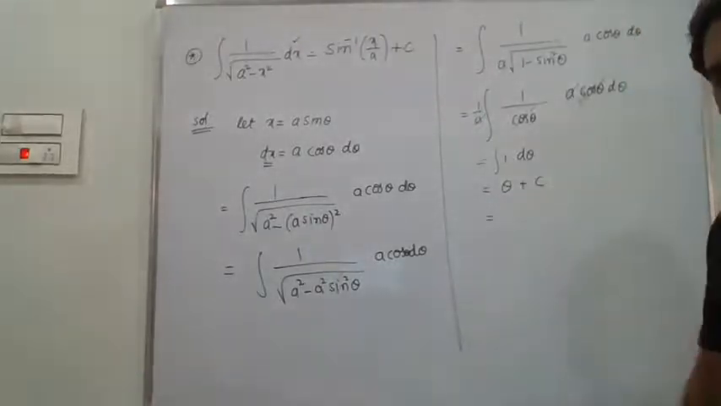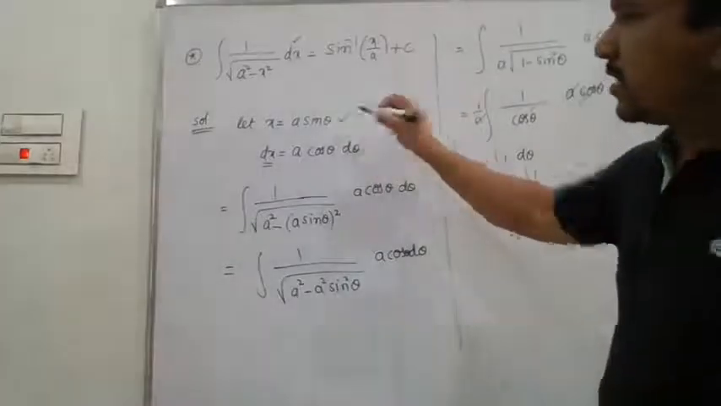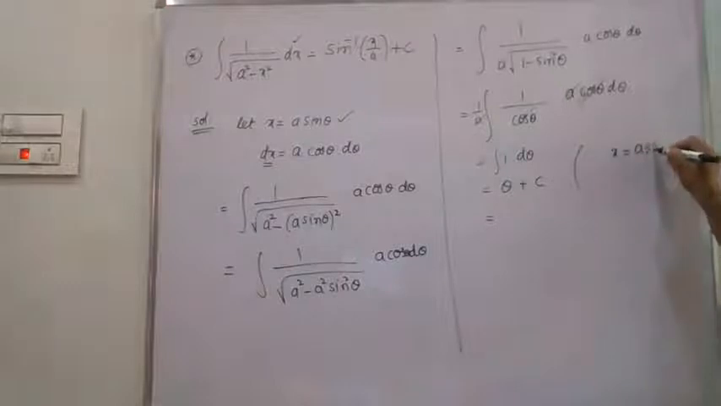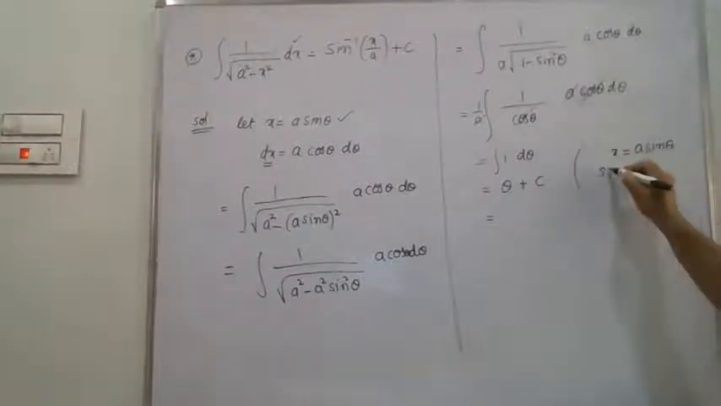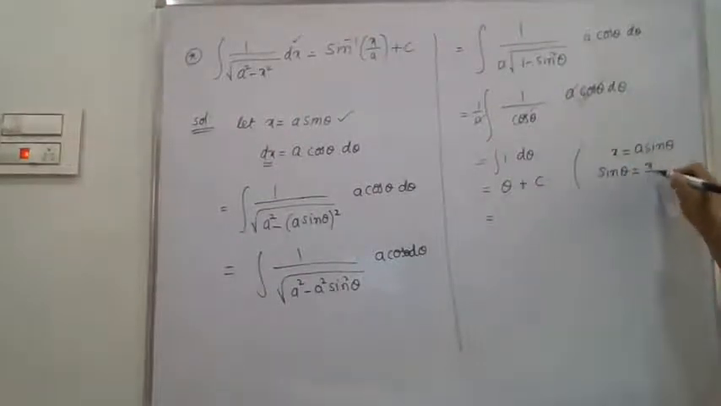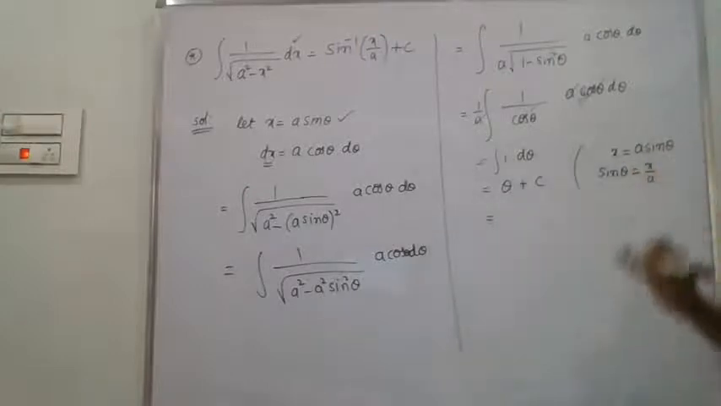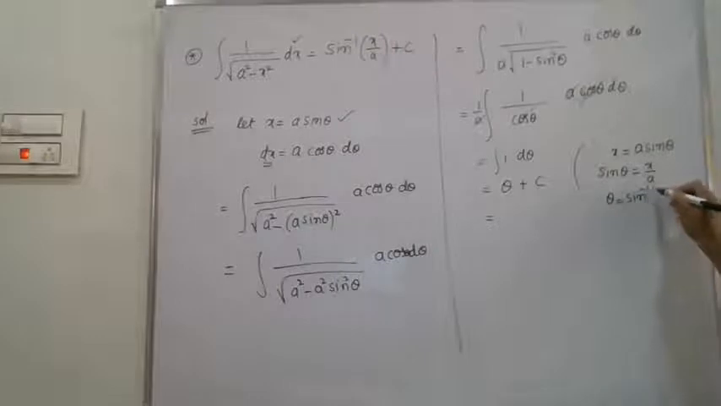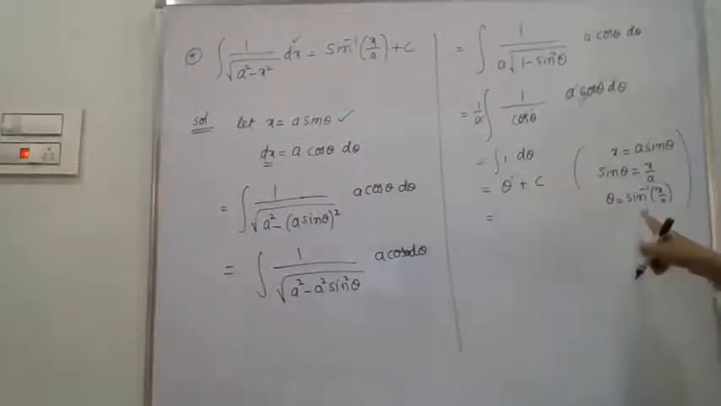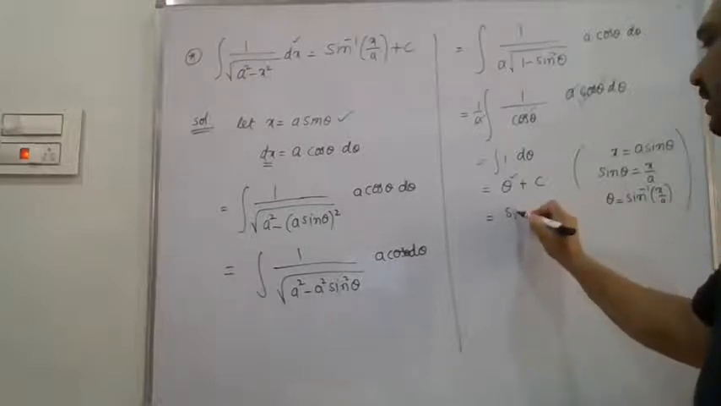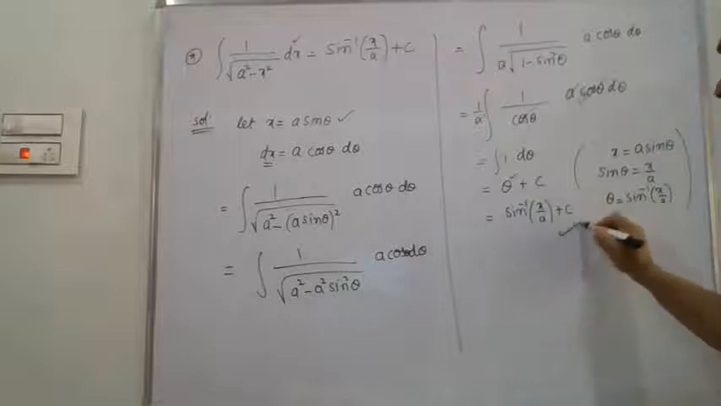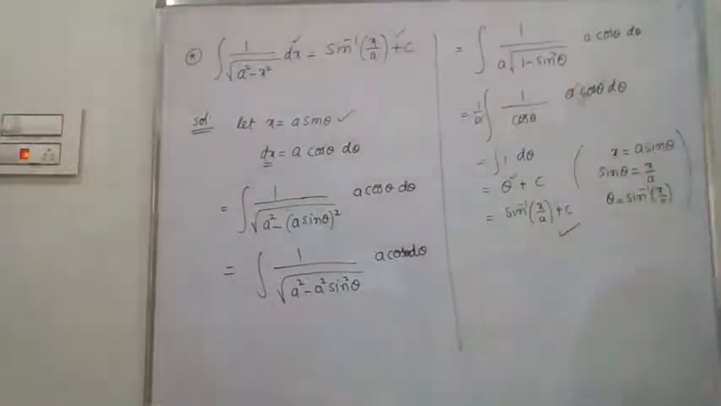Then what about theta? What is the value of theta? We'll take this once again. We have taken, since x is equal to a sin theta, sin theta is equal to x by a. Now take sine to right side, then it becomes sine inverse. So theta is equal to sine inverse of x by a. So we can substitute instead of theta sine inverse of x by a. So the answer will be sine inverse of x by a plus constant. This is the proof for the given formula.